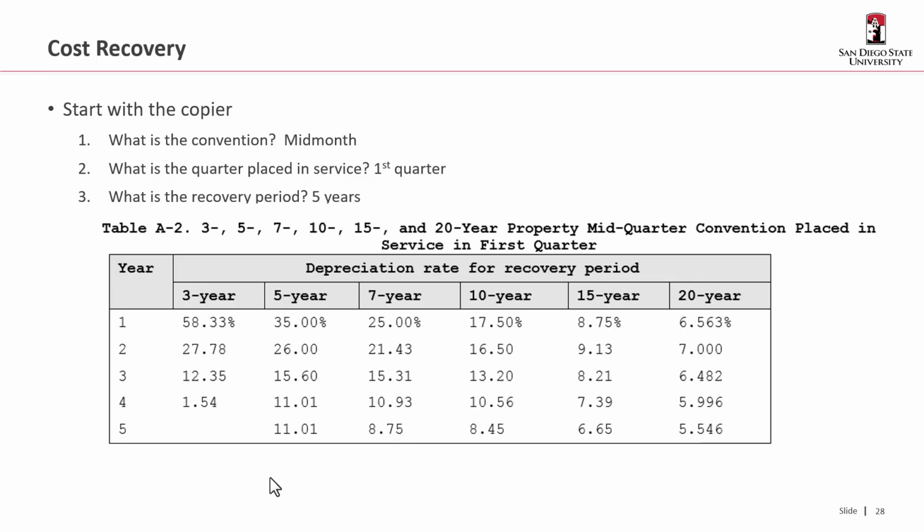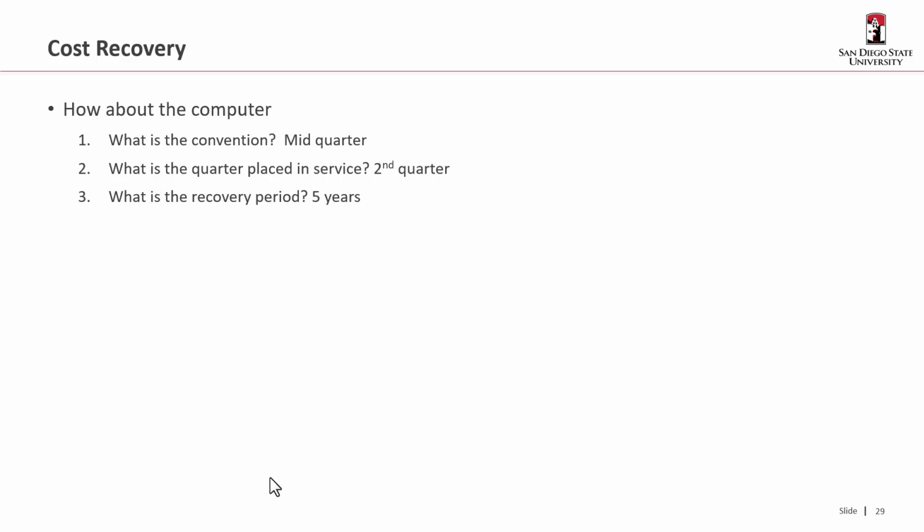In any event, you could go to your table, and table A2 is the mid-quarter convention for property placed in service in the first quarter. So we've got 5-year property. We're in its first year. So we just find 35%, multiply the cost of the copier, $1,500, by 35%, and you're going to take $525 worth of depreciation in 2022. And that's really all there is to it.